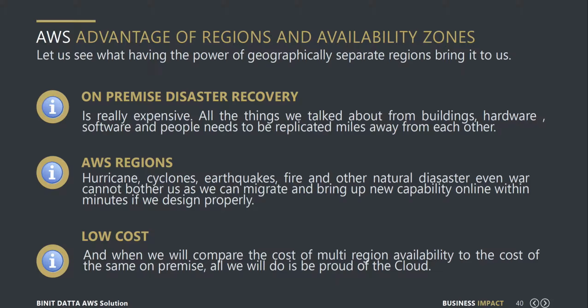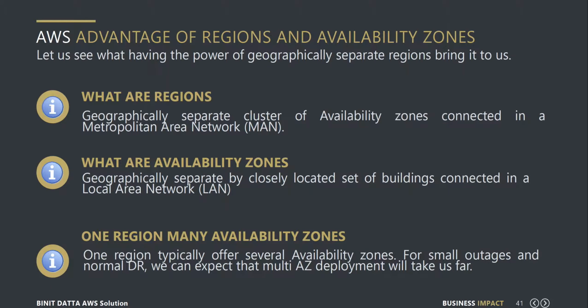They're low cost, and when we compare the cost of multi-region availability to the cost of the same on-premise, all we'll do is be proud of the cloud migration. So the cost, you cannot just compare. What are regions? Regions are geographically separate clusters of availability zones connected in a metropolitan area network. So what are availability zones? Geographically separate but closely located sets of buildings connected in a local area network.